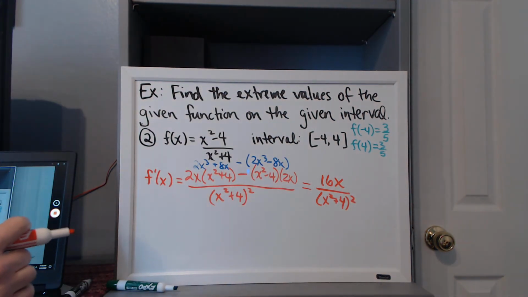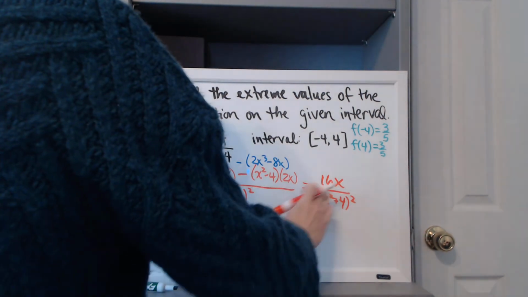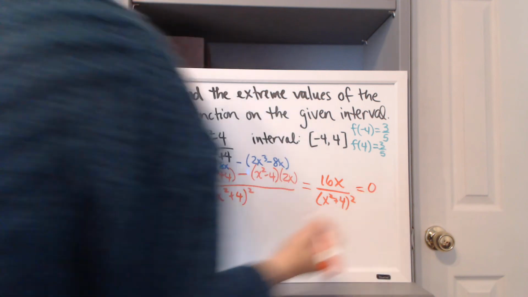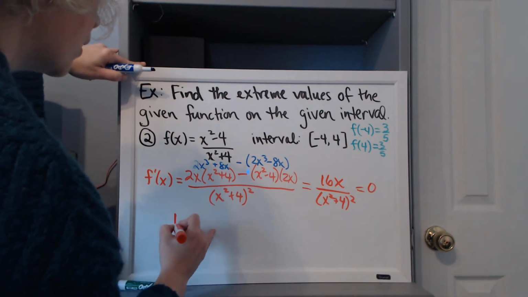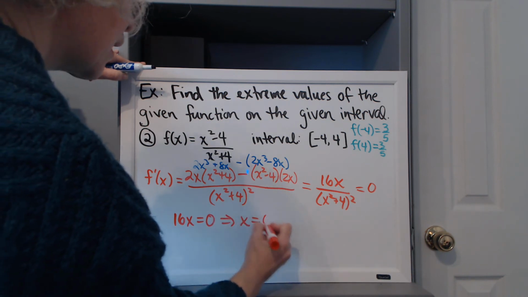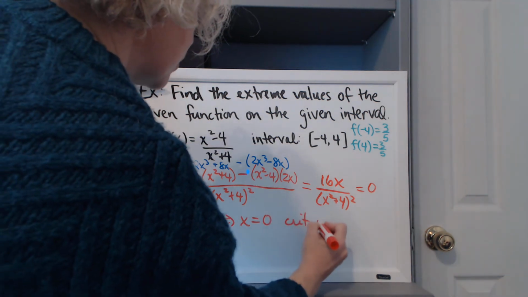Now we don't have to worry about the derivative not existing because the denominator will never be 0. But when we set this equal to 0, all we need to worry about is what happens with the numerator. So we're going to get 16x equals 0, which means that x equals 0 is the critical number.